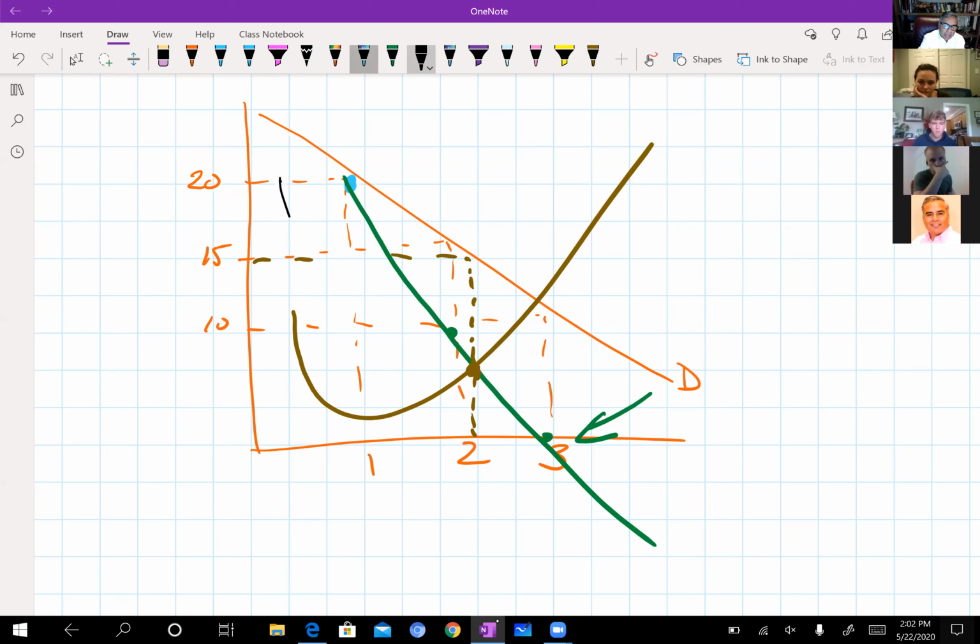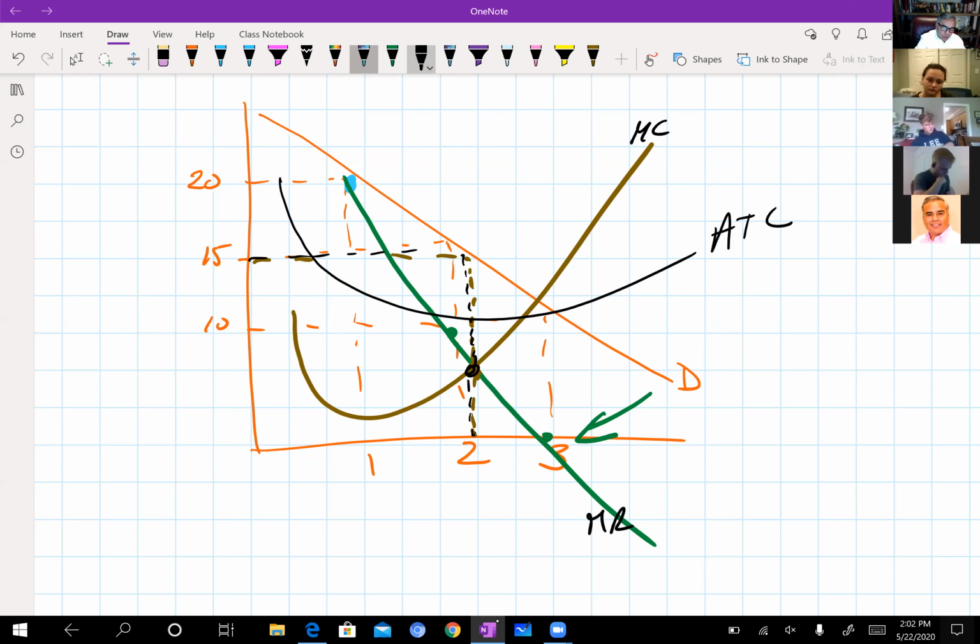Let's assume that this is my average total cost line. Okay, so if I was to ask you, is this monopoly making money or losing money? What would be the answer? Remember, we stop producing where marginal cost equals marginal revenue. We'll be right here. We produce that level of output and we'll charge as much as the consumers are willing to pay. Consumers are willing to pay $15. So I'm going to sell this product for $15.